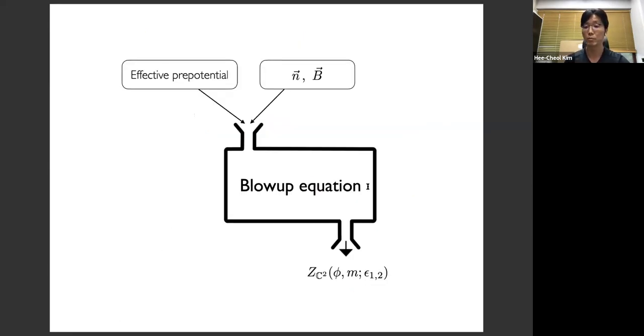We can basically summarize the blowup equation in the following way. It accepts two inputs. The first input is the effective prepotential, which I will explain shortly, and the second input is the magnetic flux on the P1. Once you prepare these two inputs, you can put them into the blowup equation, and then the blowup equation will spit out the BPS spectrum. So it's kind of a generator for bootstrapping the BPS spectrum of 5D field theories. But we need to know these two inputs for a given theory.